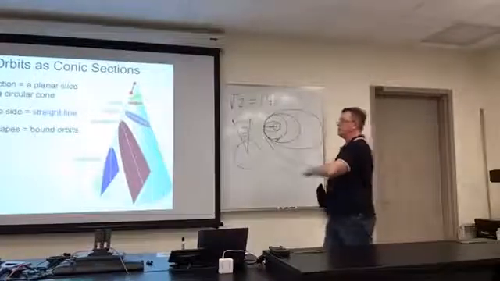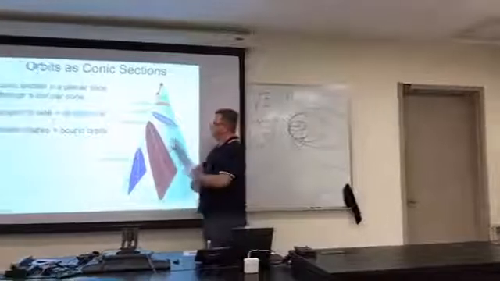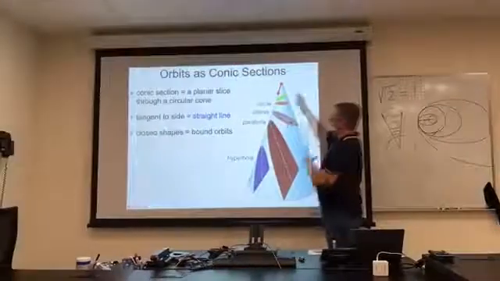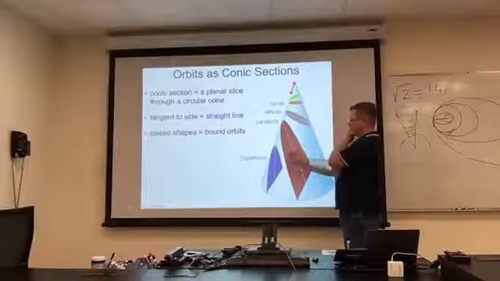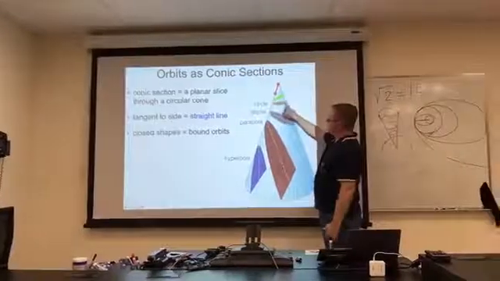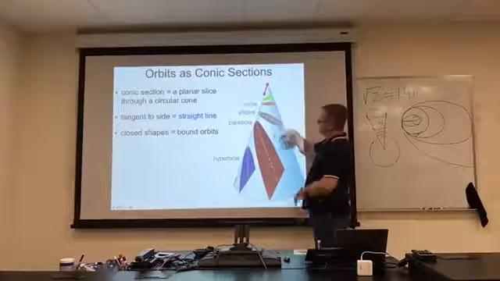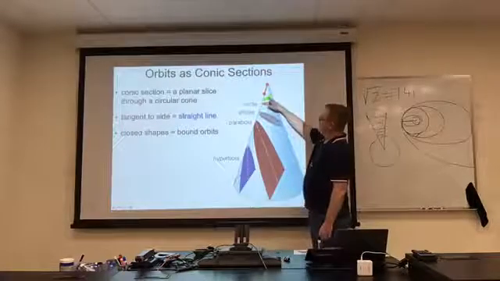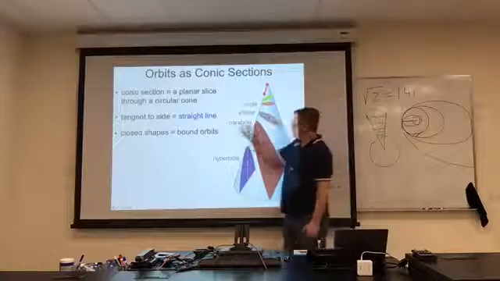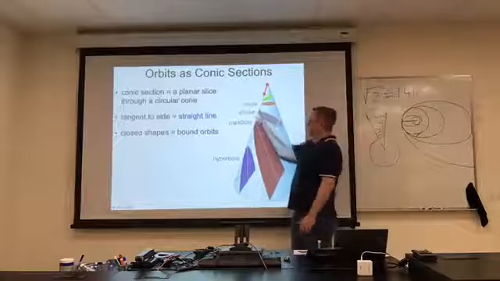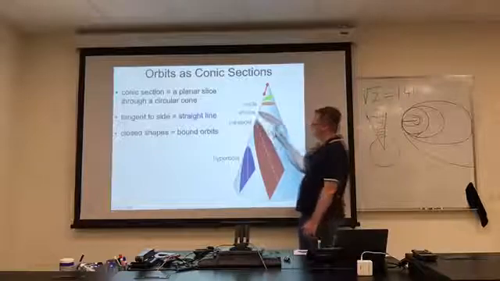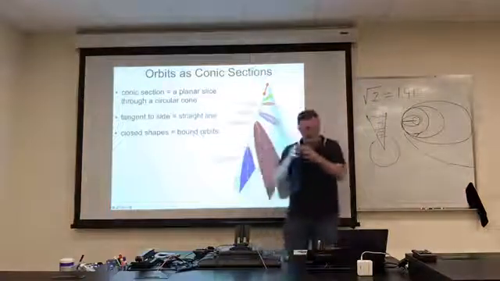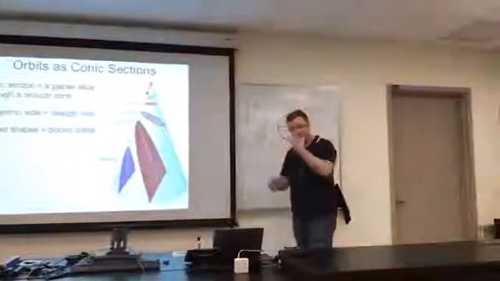The closed shapes are the bound orbits, things that stay trapped in the object's gravity. So if these are orbits of things orbiting the sun, then the round orbits are major planets. The elliptical orbits might be asteroids or comets. And anything that has an elliptical or round orbit stays trapped in the sun's gravity. It comes back to its closest point to the sun. It returns to its furthest point from the sun. It just does them over and over and over again. So they're bound by the sun's gravity. They can't escape the sun's gravity.